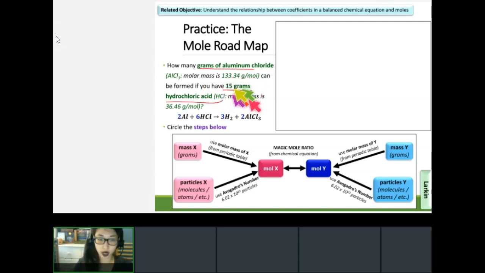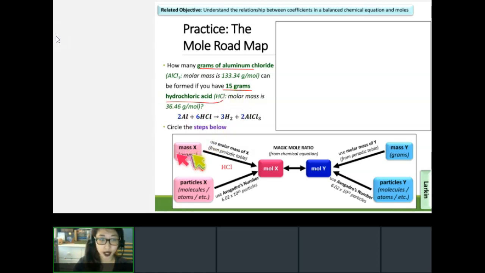What do we already know? I'm still waiting on more participation. This is the easy part, identifying what we know. There we go. Perfect. Yeah, we know we have 15 grams of hydrochloric acid. That's going to be my pink side, HCl. Go ahead and point for me in the map then on the pink side. Where do you see grams on the pink side?